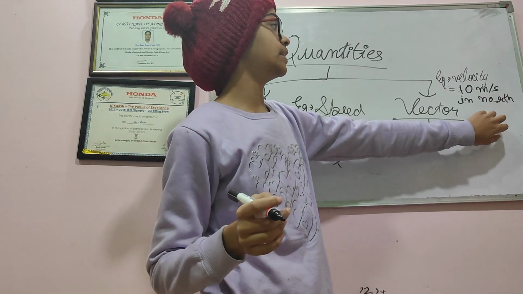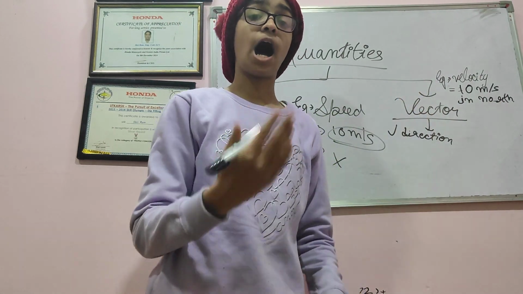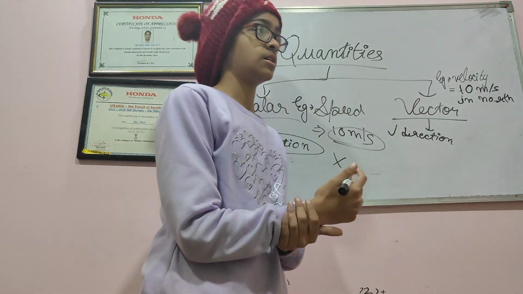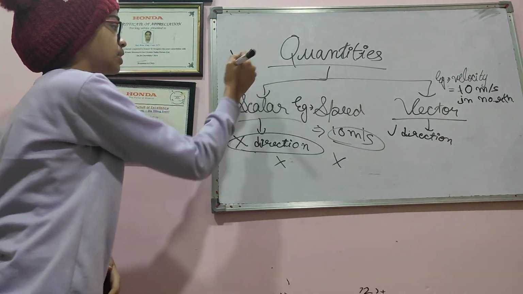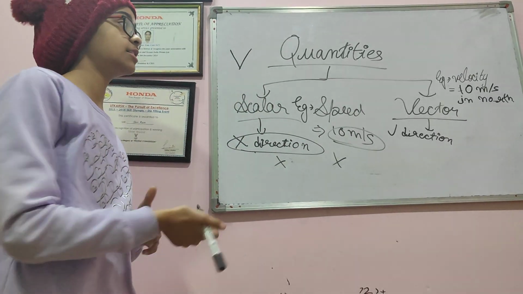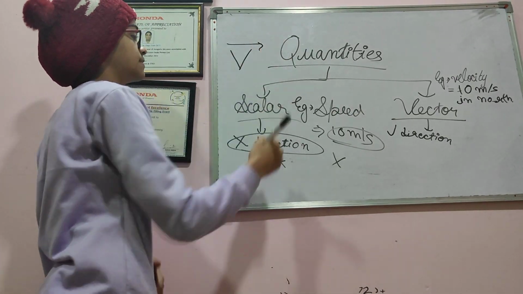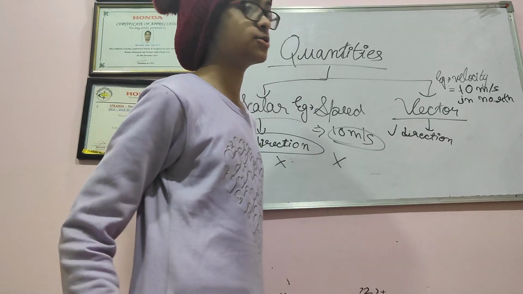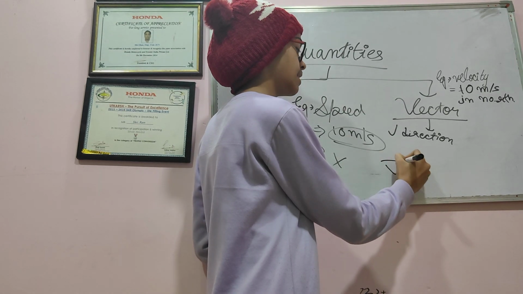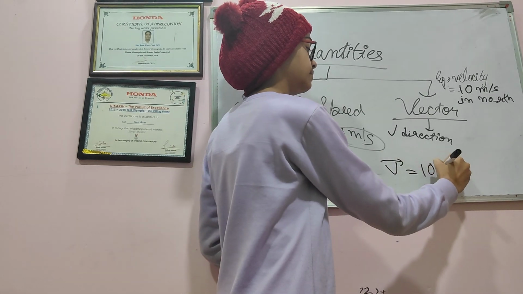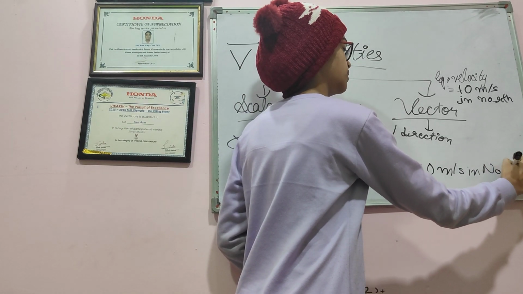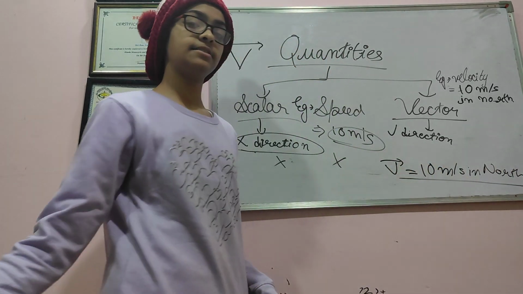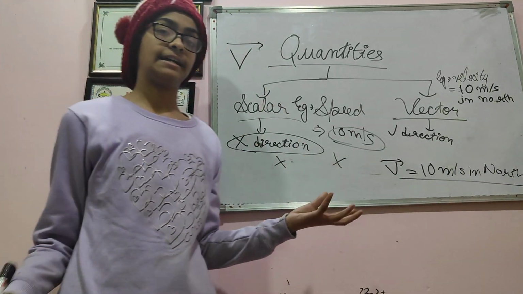And how do we represent vectors? How do we represent vectors? Okay. So we just write the symbol of the quantity and we just put an arrow on top. Like velocity symbol is V. So we write V arrow is equal to 10 meter per second in north.